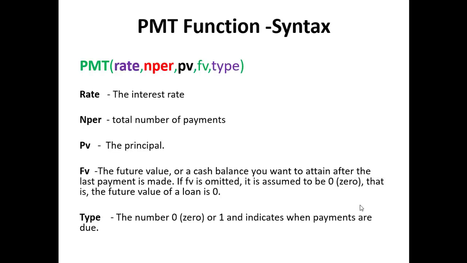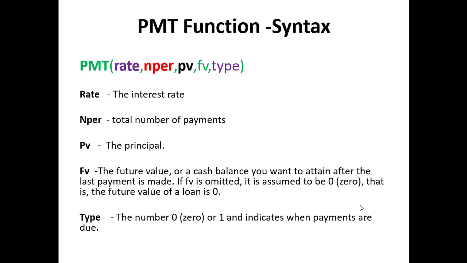If we take the syntax of this PMT function, basically you need to identify four to five important pieces of information. The first one we call the rate. You need to identify the interest rate of this particular loan. So that information has to be given as an input.